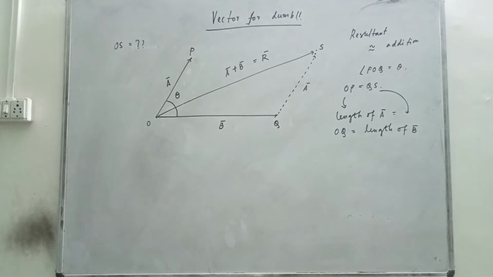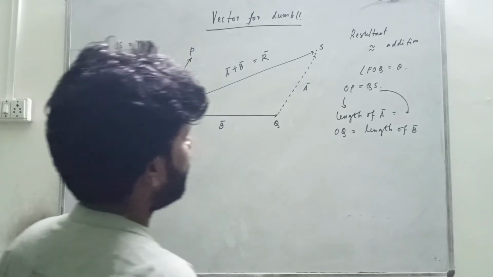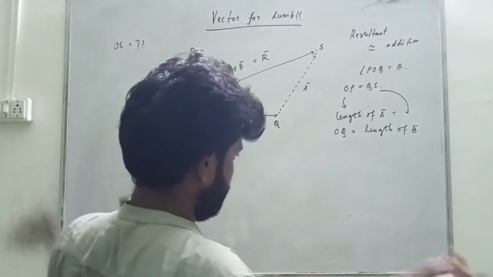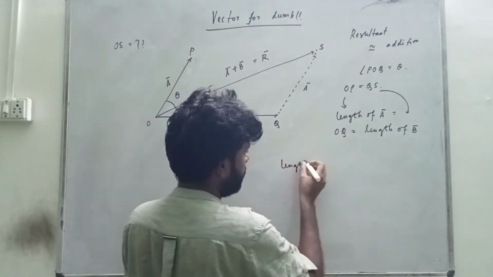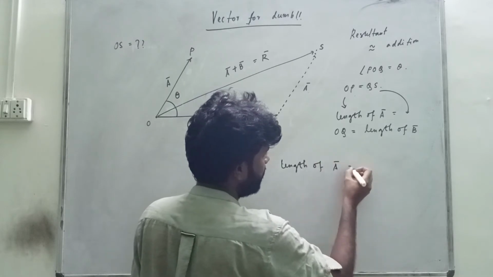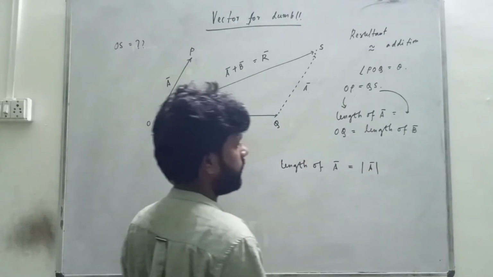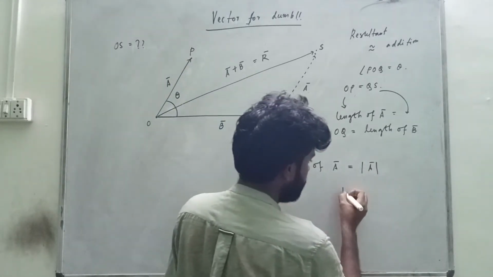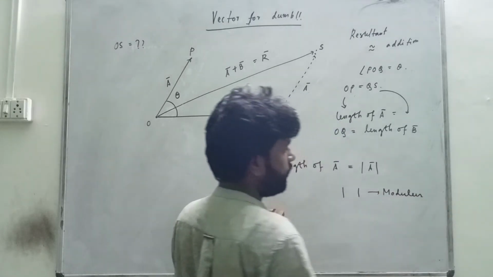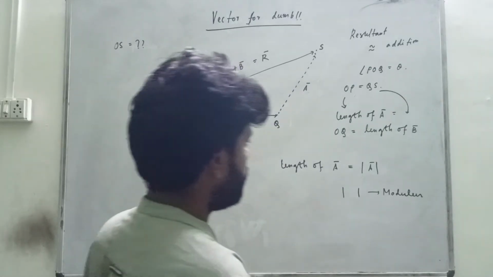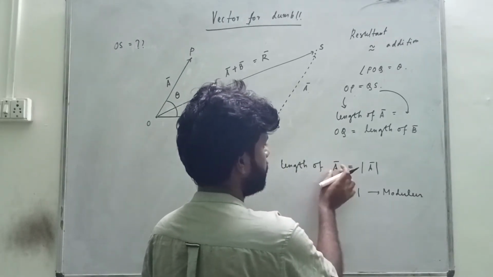Okay. So just take the length of A. Just symbolize the length of A. I mean the length of the vector. Length of A is just a symbolic thing. It is just the modulus of A, right? These symbols mean modulus, or mod in short. The length of A means the modulus of A.